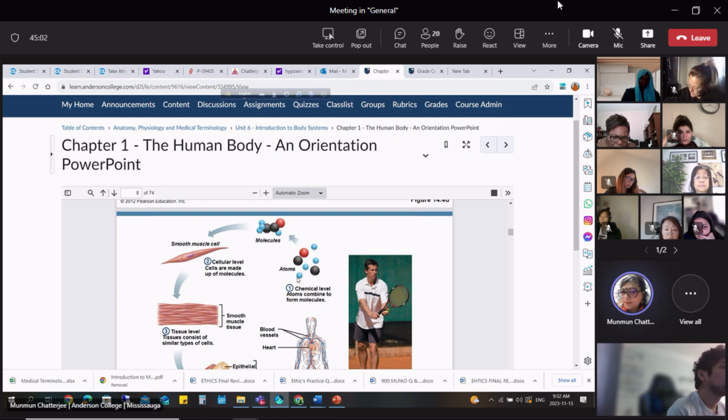Atoms combine to form molecules. These two are in the chemical level. So they will ask you, I am just giving you the example, they will scramble the things and ask you to write the steps from the bottom to the high level: chemical level, cellular level, it will go like that.